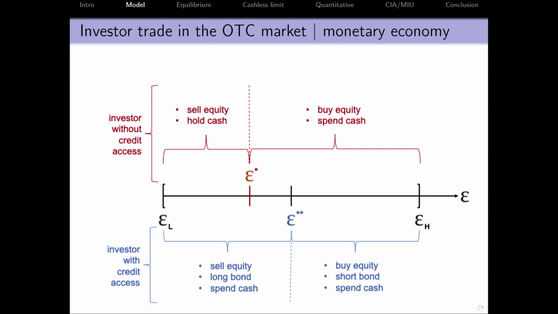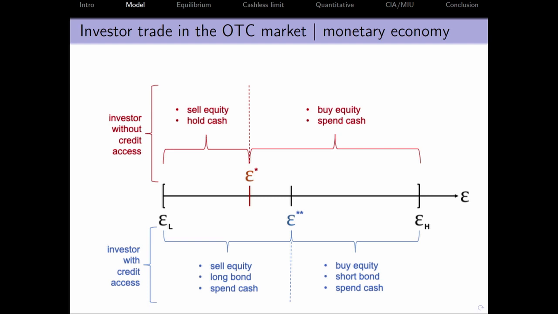If you're an investor with access to credit, that's probability alpha, that's probability 1 minus alpha. If you have access to credit, you have another threshold that characterizes your optimal decision. And then if your private valuation is above that threshold, again, you're a natural buyer of the equity. You want to long the equity as much as possible, so you do that. And the way you buy as much as possible is you spend all your cash and you short the bond as much as you can. You hit the Kiyotaki-Moore borrowing limit.